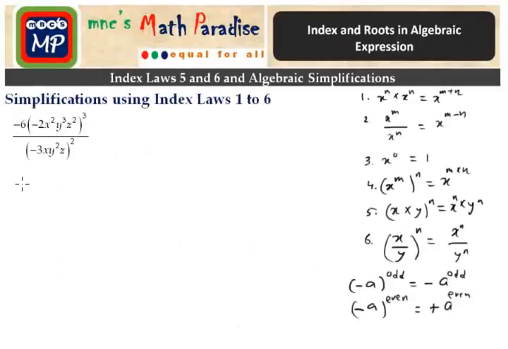Let us do one more example to simplify this algebraic index form expression using index law 1 to 6. In the numerator, we got minus 6 and then minus 2 x square y cube z square, whole to the power 3. And in the denominator, we got minus 3 x y square z, whole square. So minus 6 is outside of this power, so it will remain as it is. And then due to this minus and this power is odd, we know anything minus with power odd, that minus will come out. So we will get that minus.